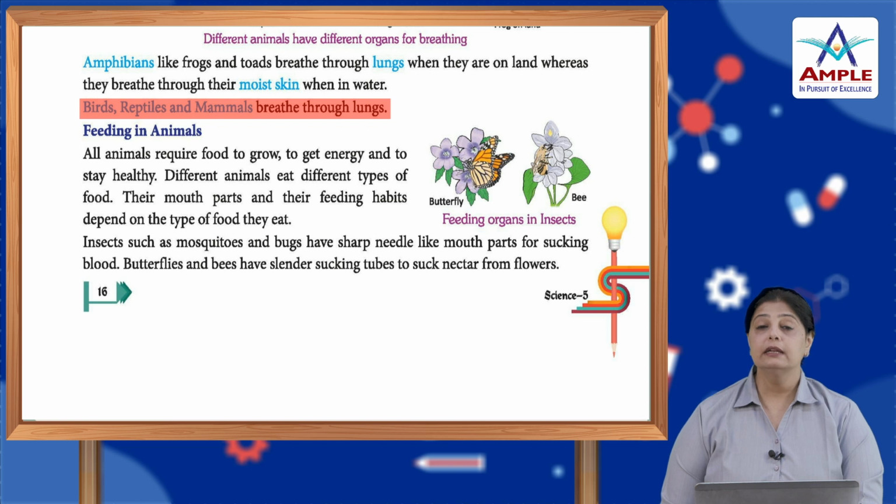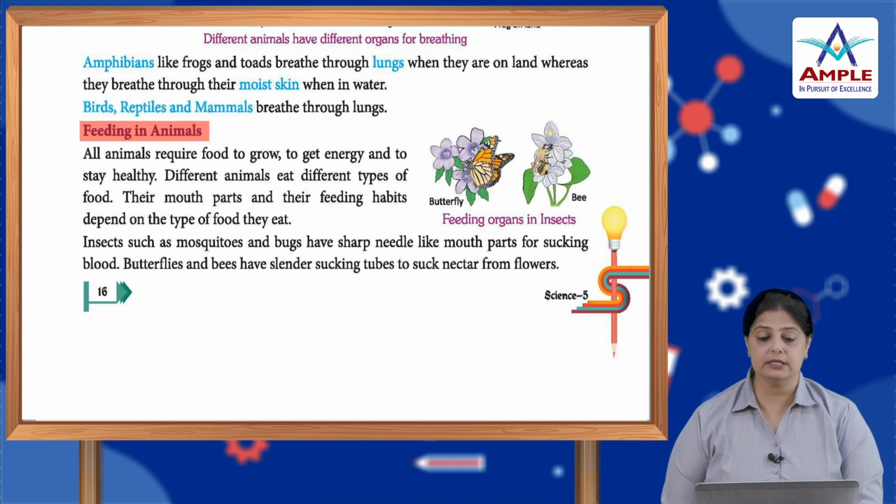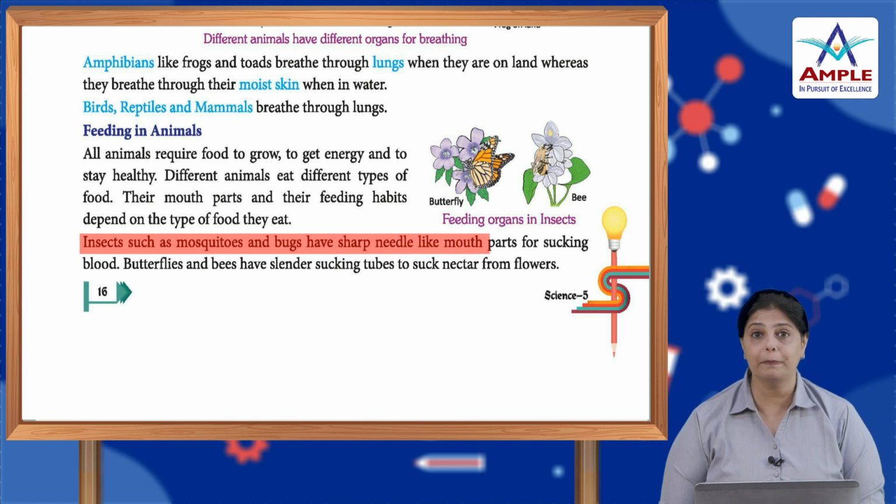Now, let's talk about the feeding in animals. All animals require food to grow, to get energy and to stay healthy, isn't it? So, different animals eat different types of food. Their mouth parts and their feeding habits depend on the type of food they eat. Insects such as mosquitoes and bugs, what do they have? They have sharp needle-like mouth parts for sucking blood.